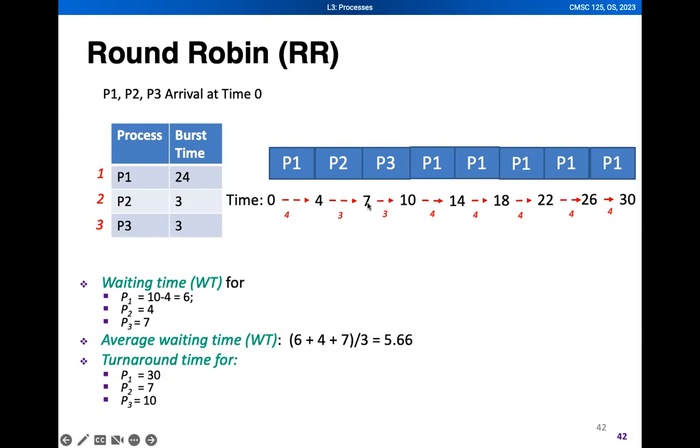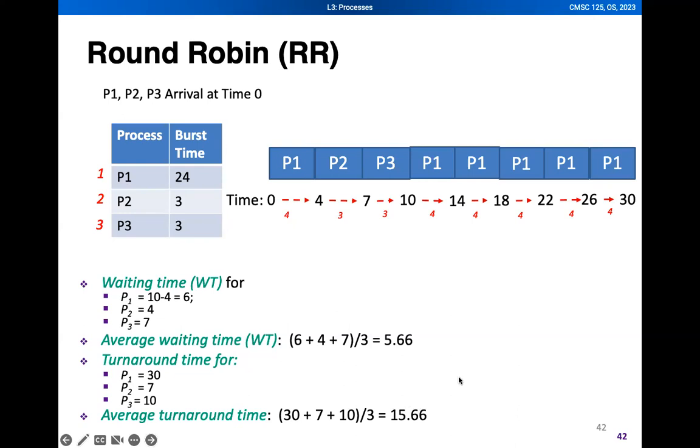For P2, it got completed at 7 milliseconds and it arrived at time 0. So 7 minus 0, that is 7 milliseconds. And for P3, it got completed at the 10th millisecond, minus its arrival time, which is also 0. So 10 minus 0, that is 10. To get the average turnaround time, we simply add this all up and divide by the total number of processes, which is 3. And the average turnaround time would be 15.66.